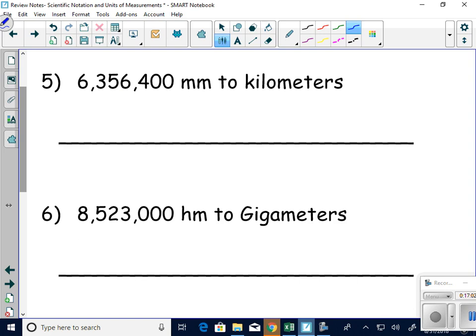So I come back here. Once again, where's my decimal point? Behind the last 0, 6 to the left. 1, 2, 3, 4, 5, 6. My new number is 6.356 kilometers. Why did I not put those last 2 zeros there? Lane? They are not significant. You will learn that. They are not significant. That's tonight's notes.